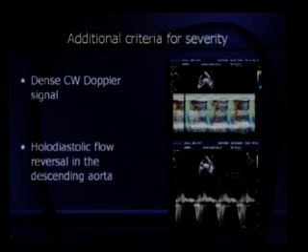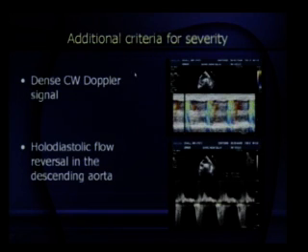Additional criteria for severity: dense continuous wave Doppler signal. That's the same thing we say for mitral regurgitation also. But mind you, these are not so much for quantification. You can't quantify it. If there's a dense continuous wave Doppler signal, you can't say, okay, it has to be severe. No, it's a criterion. It gives you an idea.